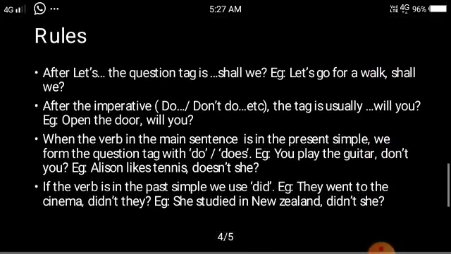Now, there are certain rules which you have to follow while making use of question tags. So supposing you are using let's, that is a suggestion. The question tag will be shall we. Let's go for a walk. Shall we? Let's go to a movie. Shall we? So you're making a suggestion, more than asking. So when you suggest something, when you use let's, then the question tag will be shall we.